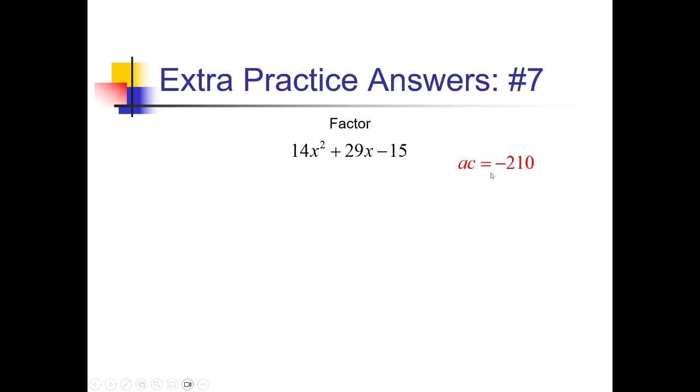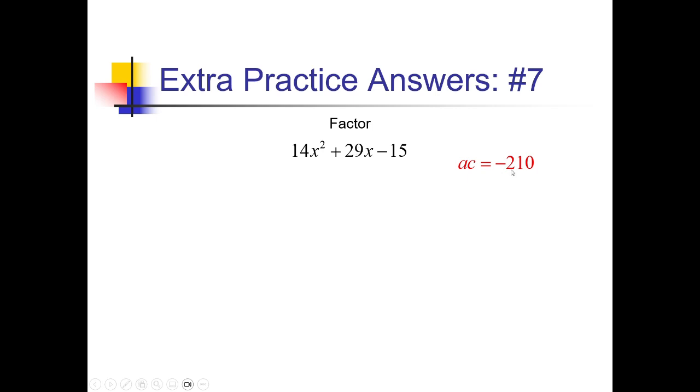All right, so 1 and 210 won't work. 2 and 105, definitely not. 3 goes into that 70 times. That's not going to get me a 29. 4 does not go in there. 5 will go in there. Let's see, we got 5 times, I think, 42. That's not going to get me to 29, but I'm at least getting closer as my factors get closer together.